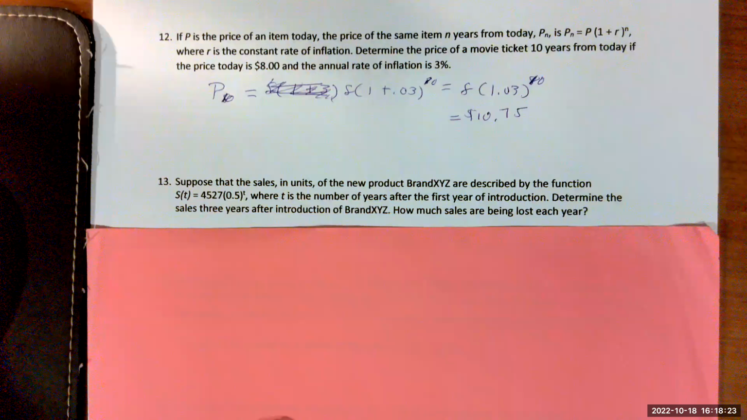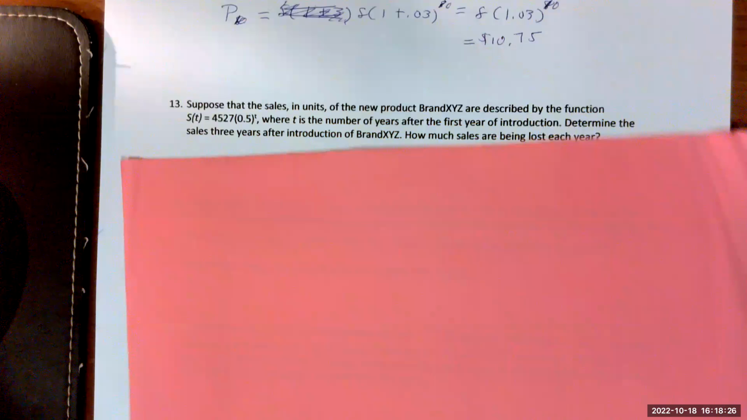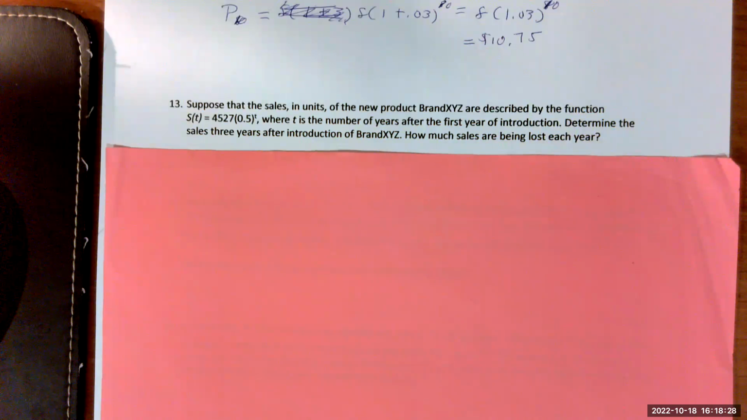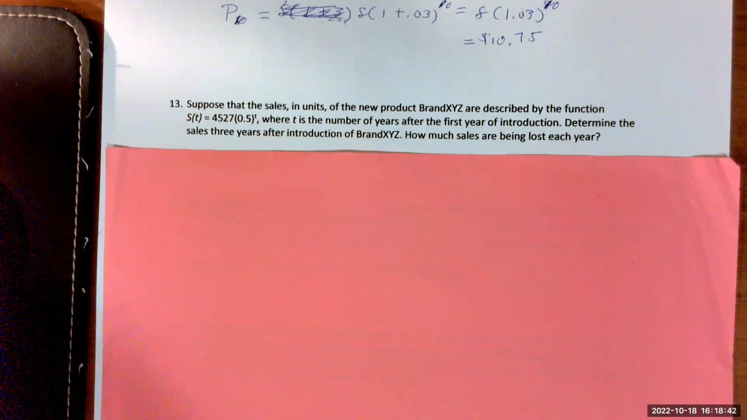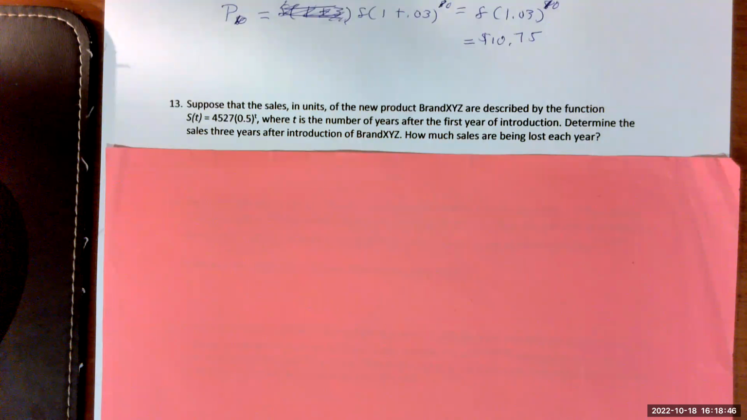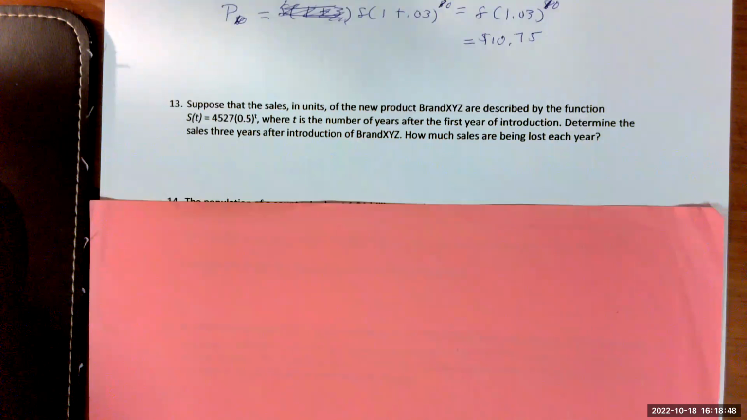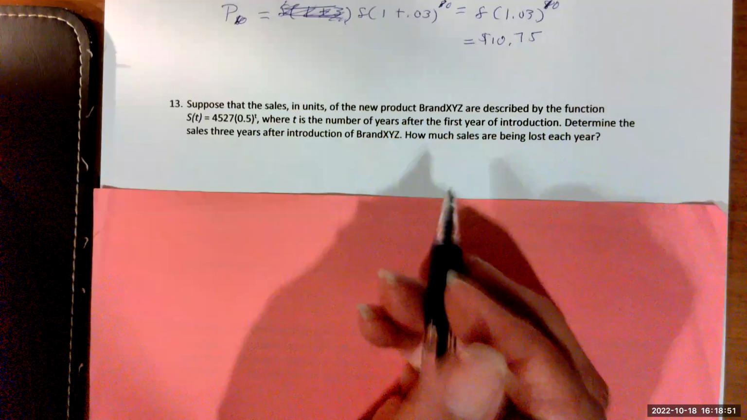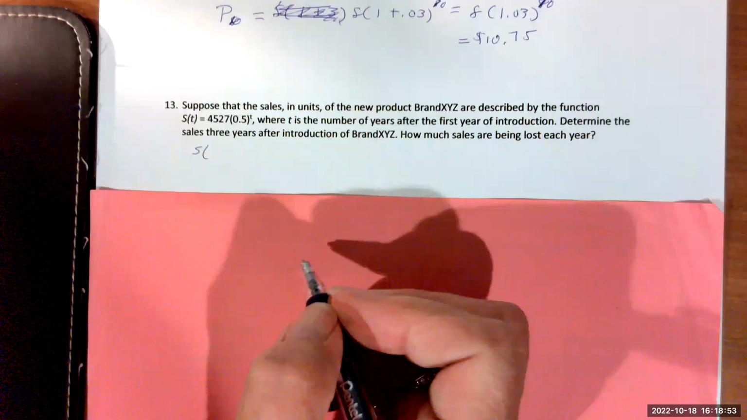Okay. Here's another one. Suppose that the sales in units of a new product brand XYZ are described by the function S of t, the sales of t, 4527 times 0.5 raised to the t power, where t is the number of years after the first year of introduction. All right, so determine the sales 3 years after the product was introduced. How much sales are lost each year? All right, so we've got our function here, and we want to figure out where it's going to be in 3 years. So we want to do S of 3.